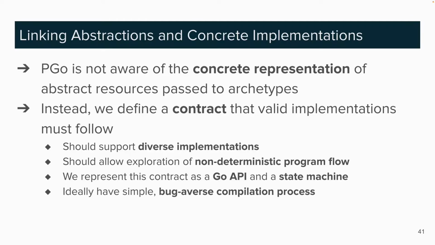And in any case, we wouldn't want to assume too much about those implementations because you might need some pretty diverse things as an implementer. So what we want to do is support diverse implementations. There are some very strange things that MPCal will do as it executes that we need to support in terms of non-deterministic program flow. And we also want to have as bug-averse as possible a compilation process. So we don't want to do anything too complicated in the compiler if we don't have to.